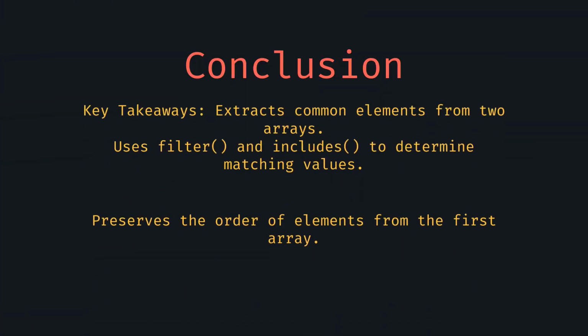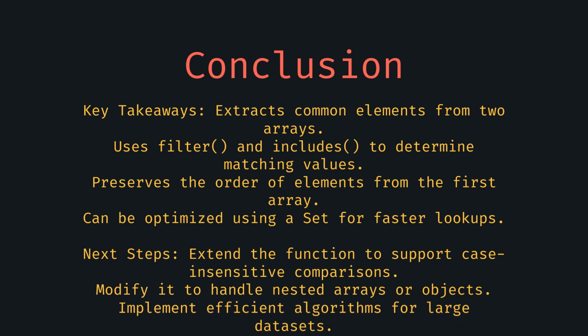In summary, this function provides a simple yet effective way to find common values between two arrays. However, we can further enhance it by optimizing performance, handling case sensitivity, or supporting complex data structures. These improvements can make the function even more versatile and powerful in real-world applications.